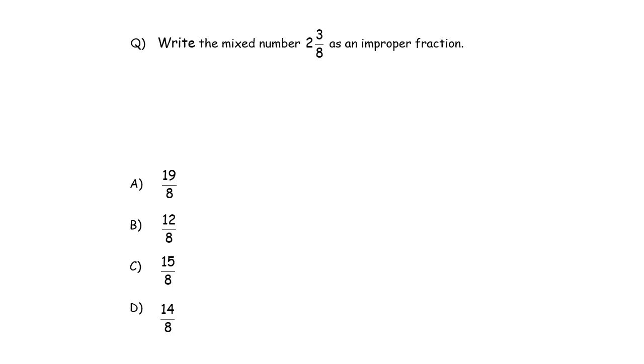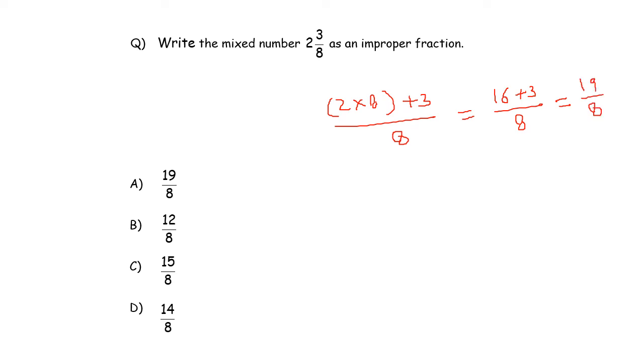Now the next question: write the mixed number as an improper fraction. This is easy. I told you, 2 multiplied by 8 plus 3, divided by the original denominator. So 2 multiplied by 8 is equal to 16, plus 3, divided by 8. And 16 plus 3 is 19, divided by 8. So the answer is 19 over 8, right?